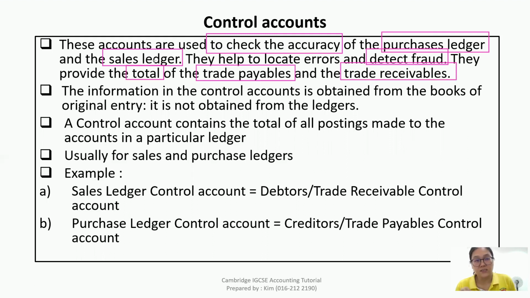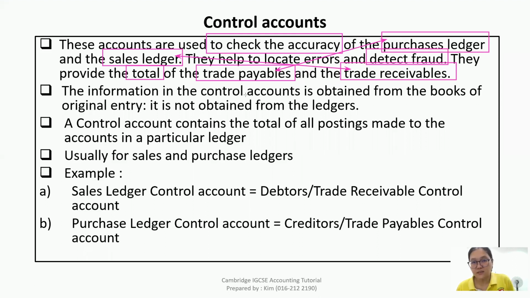Sales ledger is all the credit customers. So this sales ledger will help us to check with the control account total trade receivable, whether they agree or not. Whereas the purchases ledger will help to check the trade payable.